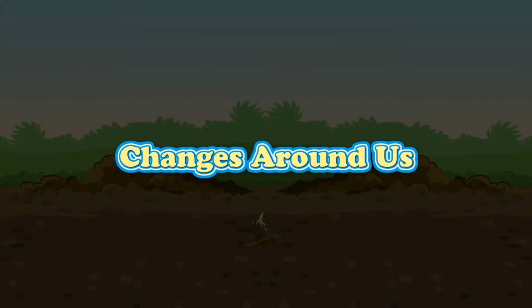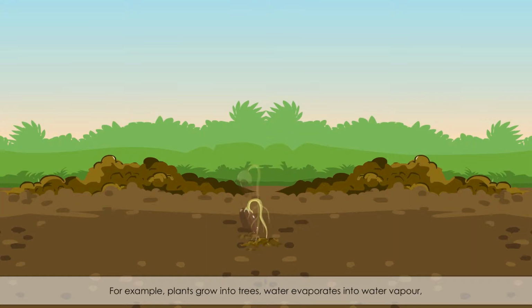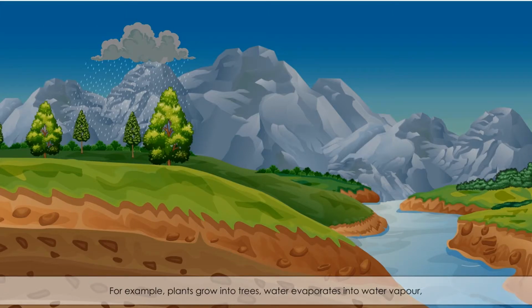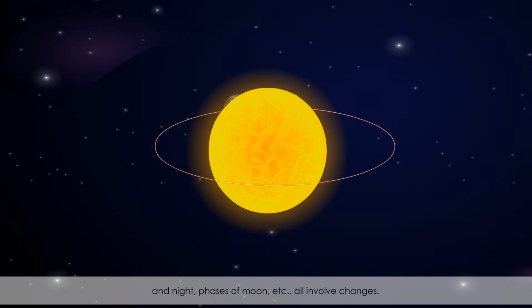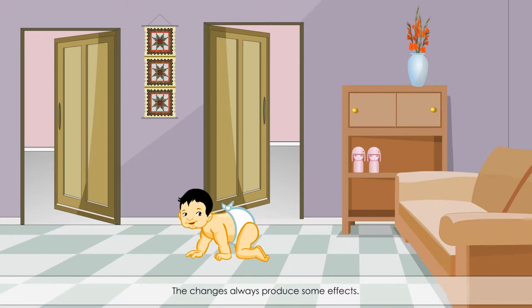Changes around us. Change is the law of nature. All the things around us undergo change with time. For example, plants grow into trees, water evaporates into water vapor, Earth moves around its axis and causes day and night, phases of moon, etc. All involve changes. The changes always produce some effects.